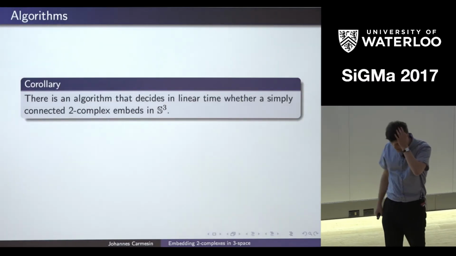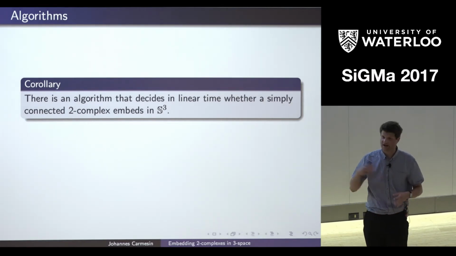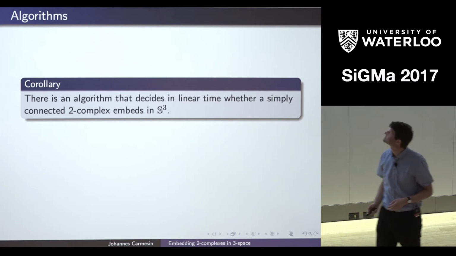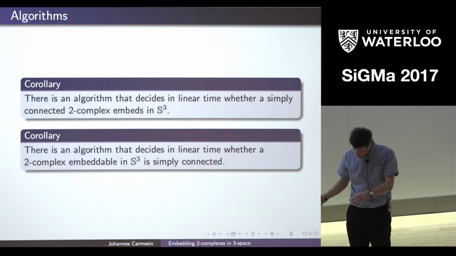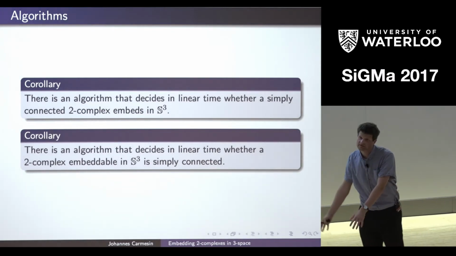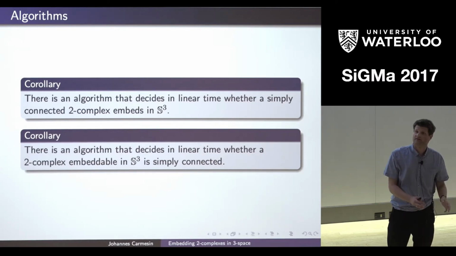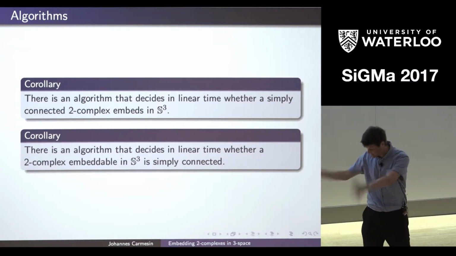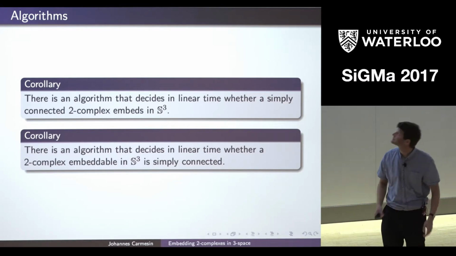Similar to Kuratowski's theorem, there's now a linear time algorithm that decides whether a simply connected two complex can be embedded in three-dimensional space. But it also goes the other way around. If you have a two complex that is embedded in three-dimensional space, you can decide in linear time whether it's simply connected.